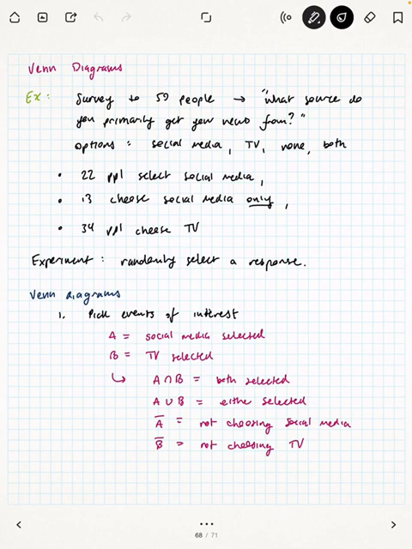And then we have two more. The complement of A, A bar, is the event in which this person did not choose social media. So we know nothing else. We just know they did not pick social media. And B bar, or complement of B, is them not choosing TV.